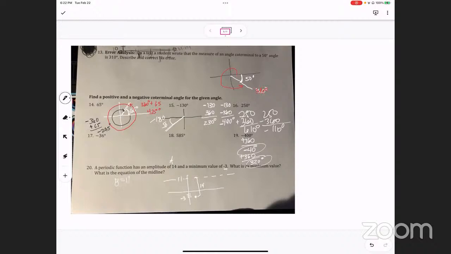I'll answer that question first. And then what's your maximum value? How do I get to my maximum? You'd add 14 to that, so that would be 25. Good job. That was easy.